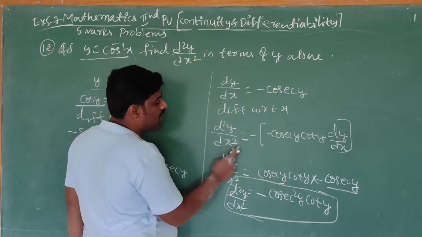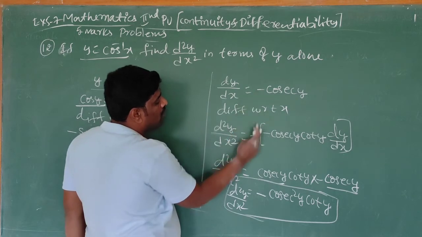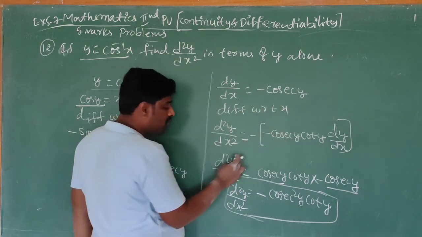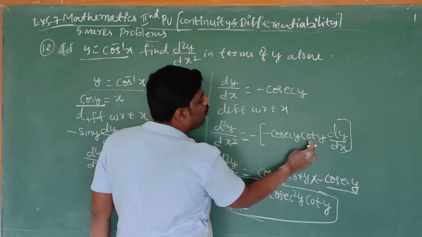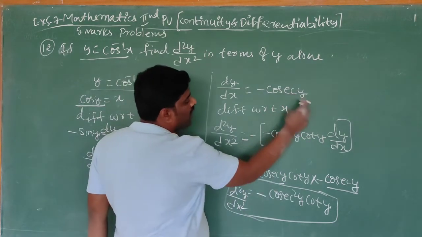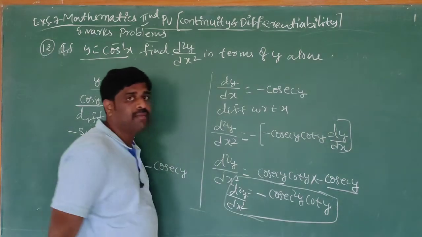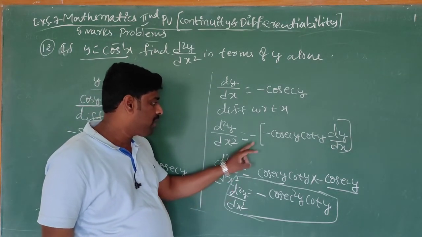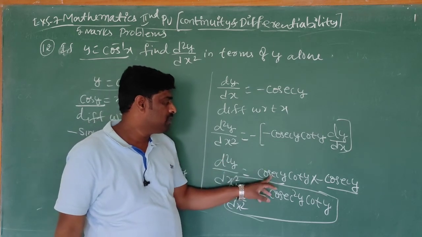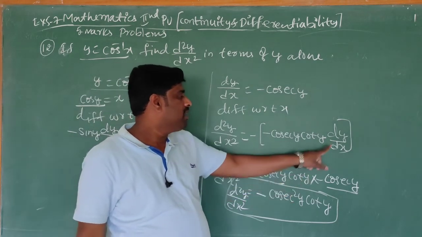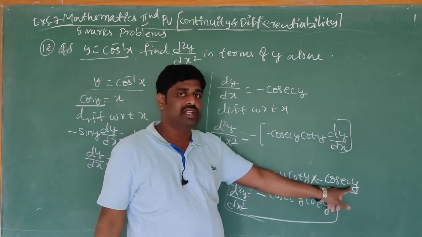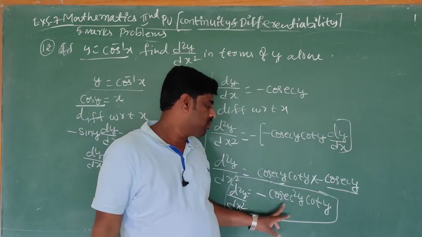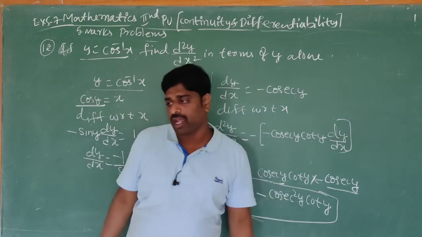d square y by dx square is equal to minus, as it is, cosecant y differentiation, which is minus cosecant y into cot y. Y differentiation is dy by dx. So d square y by dx square is minus into minus plus cosecant y into cot y, dy by dx, which is minus cosecant y. So it is minus cosecant square y cot y.